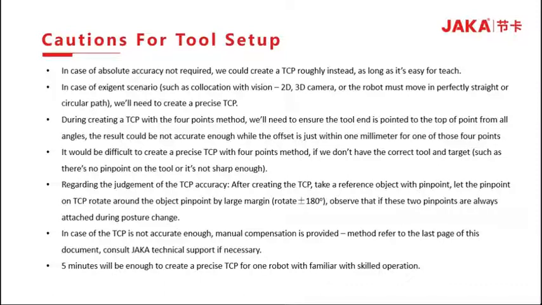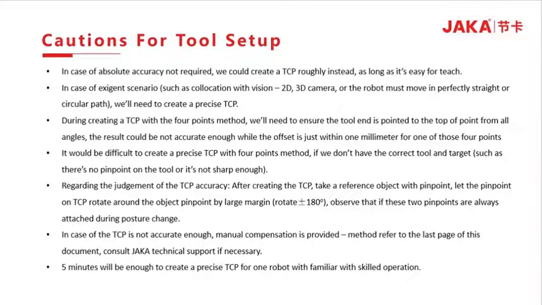Third, when creating a TCP with the 4 points method, we need to ensure that the tool end is pointed to the top of a point from all angles. The result could be not accurate enough if the offset is just within 1 mm for one out of 4 points. Fourth, it would be difficult to create a precise TCP with the 4 points method if we don't have the correct tool and target, such as there is no pinpoint on a tool or it's not sharp enough.